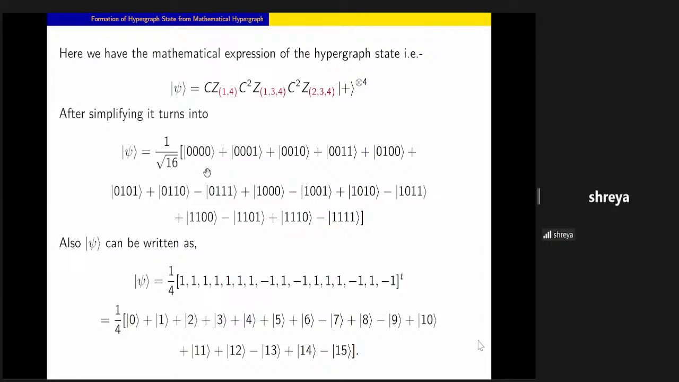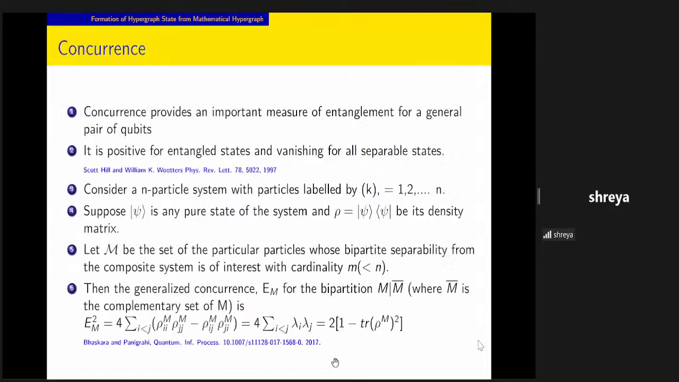And also, simplifying it will turn into this state. And also we can write it in matrix format or decimal format, like this is 0, this is 1. We can also write this in this format too.